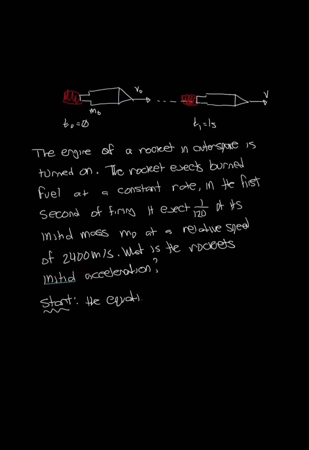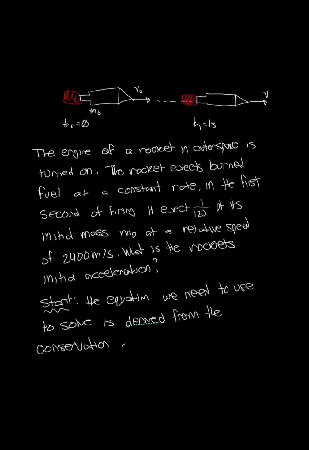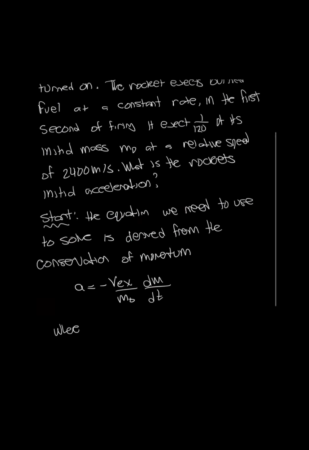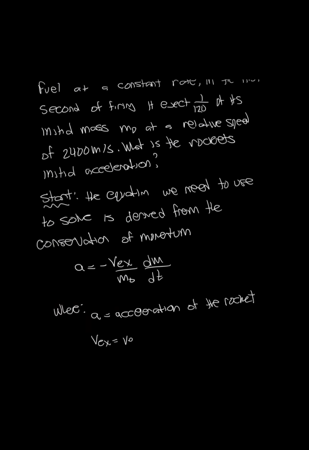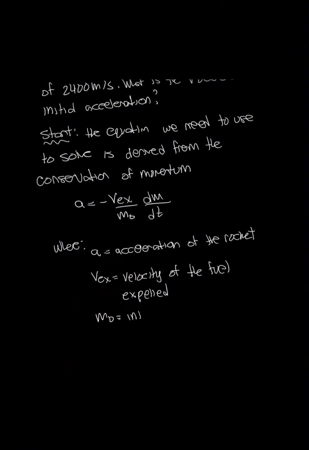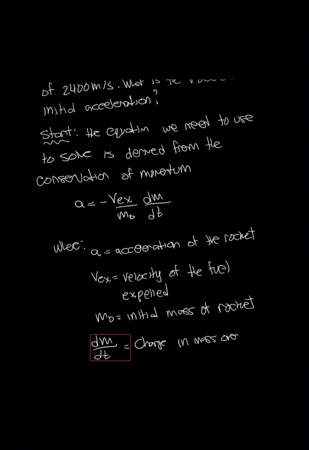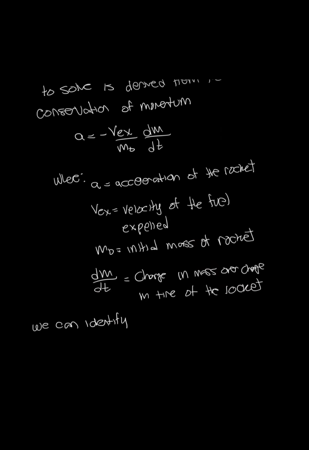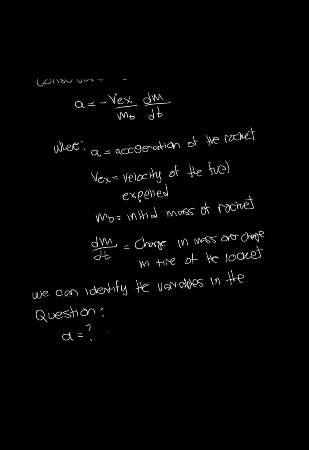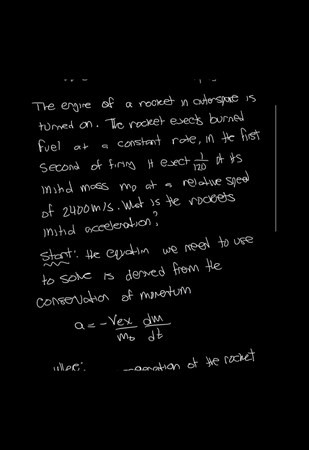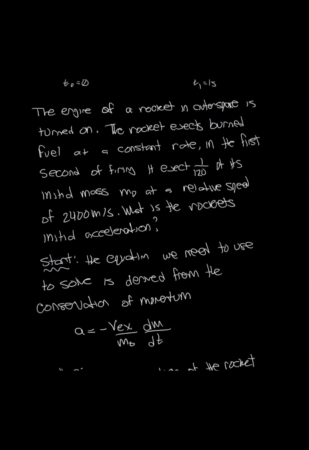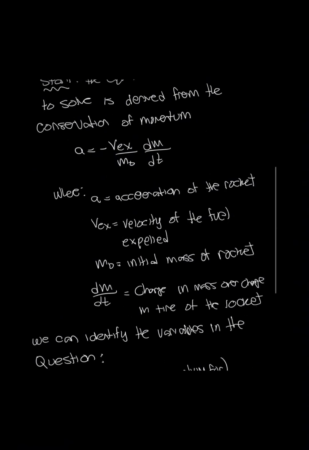To start, the equation we need to use to solve is derived from the conservation of momentum, given by this equation here, where a is the acceleration of the rocket, v_ex is the velocity of the expelled gas, M0 is the initial mass of the rocket, and dm/dt is the change in mass over change in time of the rocket. So we can identify the variables in the question, starting with the acceleration. This is what we're trying to solve for. And the velocity of the expelled gas, we can see here in the question, it says the rocket ejects gas at a constant rate, and it gives this value here, 2,400 meters per second.